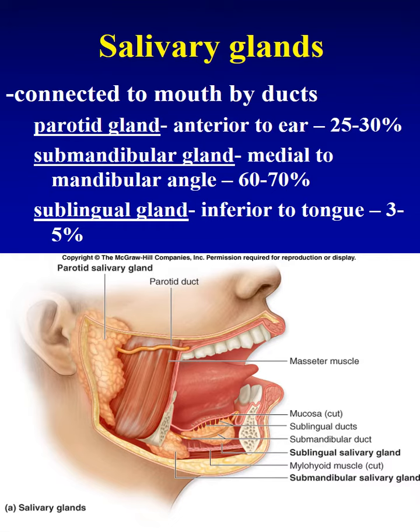The submandibular salivary glands are inferior to the body of the mandible, and so these produce most of the saliva, which is about 60 to 70%. And the last type is the sublingual salivary glands, which are inferior to the tongue and are internal to the oral cavity mucosa. And so these tiny glands only contribute 3 to 5% of daily saliva production.